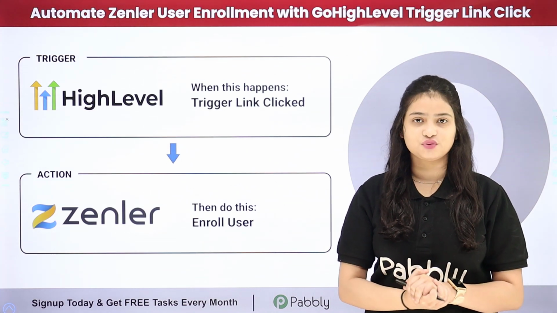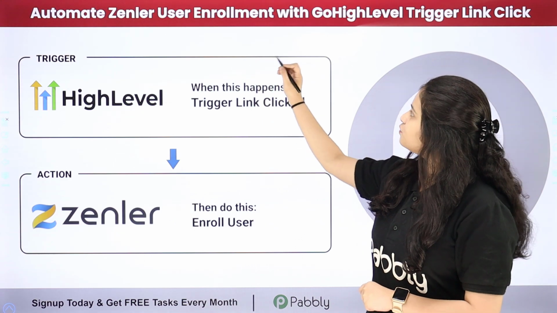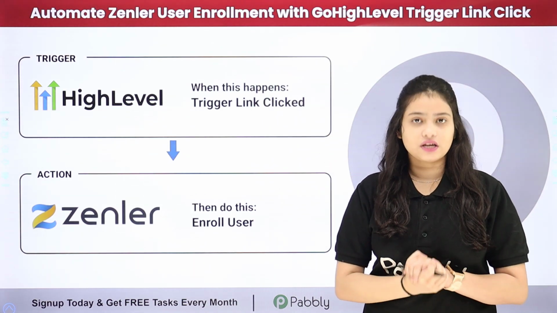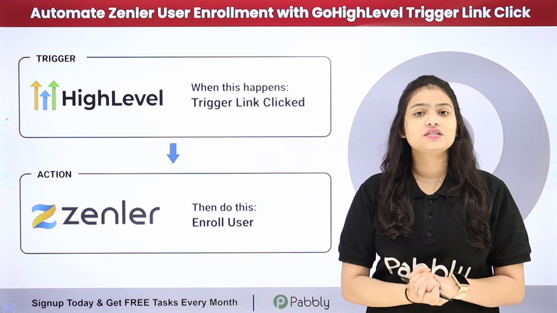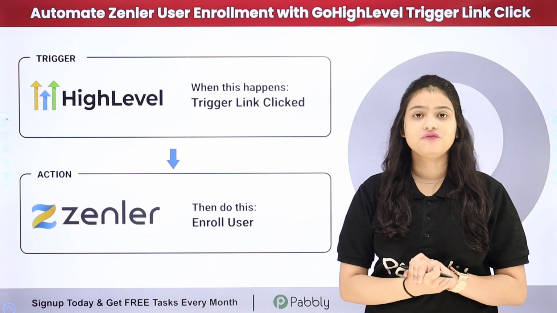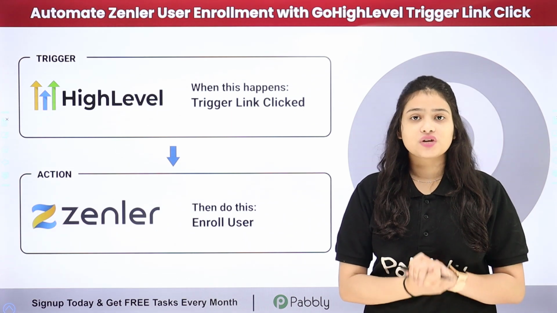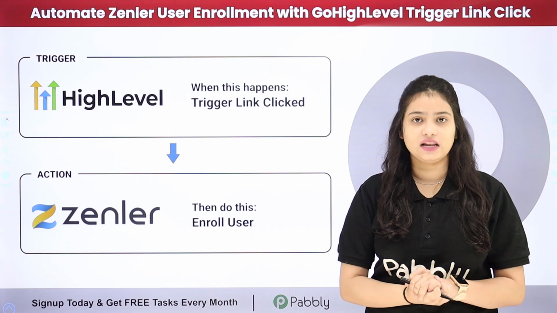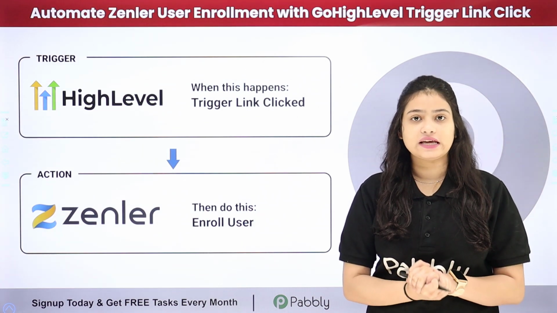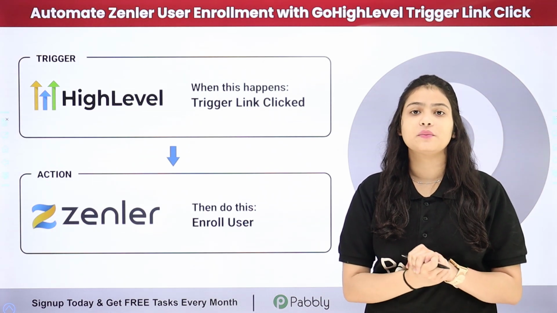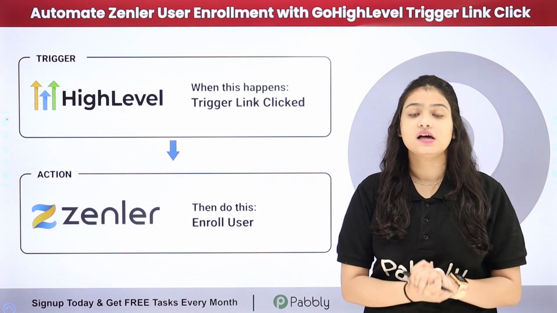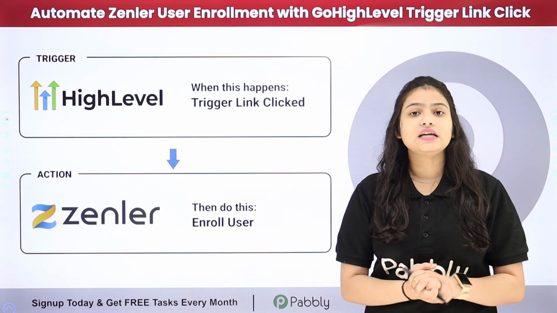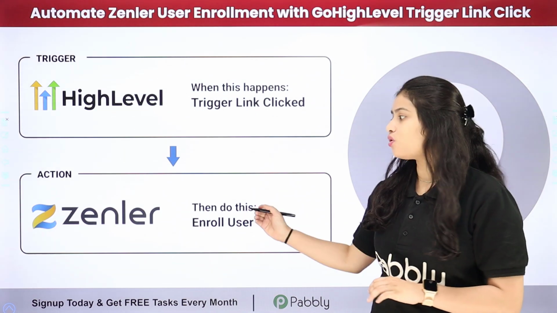In this video, we are going to learn how to automate Zenler user enrollment with GoHighLevel trigger link click. So I'm an online educator and I'm managing all my students and all the courses with the help of Zenler. I'm going to streamline the process of course enrollment of all the students in Zenler with the help of GoHighLevel. I have created a trigger link and I've sent it to all my users who are submitting the contact form from my website. Now my objective is that whenever a user clicks on that link, immediately that same user should be enrolled in the course in Zenler.